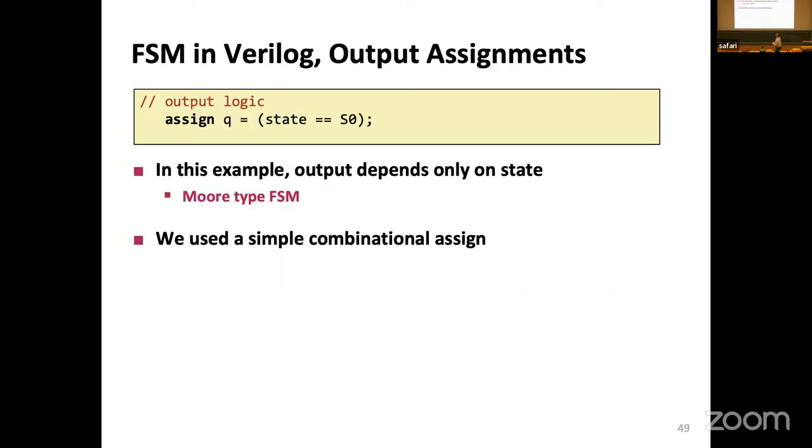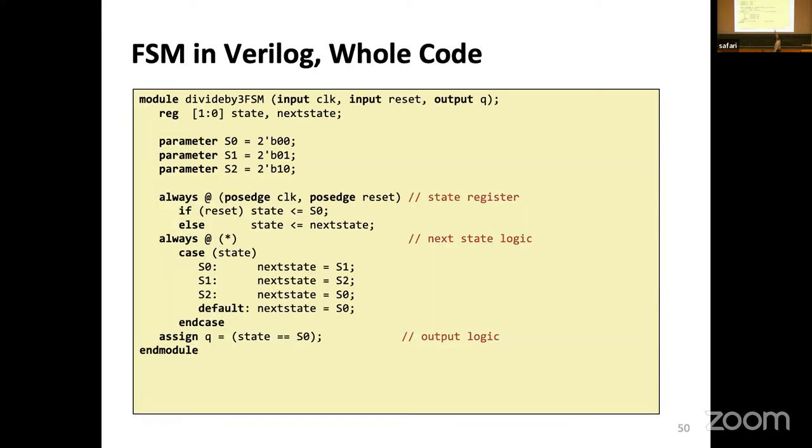And then the output assignment. Well, my output Q is 1 when state equals S0. That's it. I could have used an always statement for it. I could have used a more fancy approach. I didn't, because it's such a simple assignment. The always statement is not helping me, so let me not do it. So now this is the entire thing.